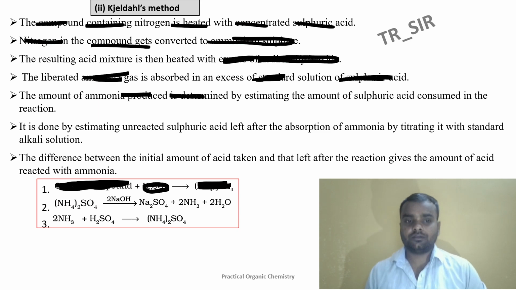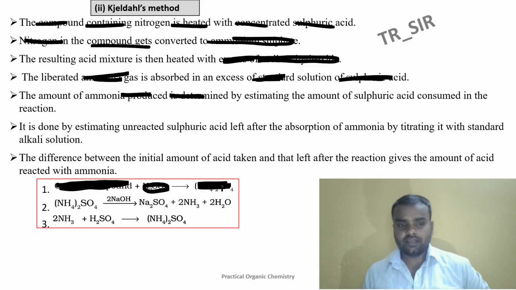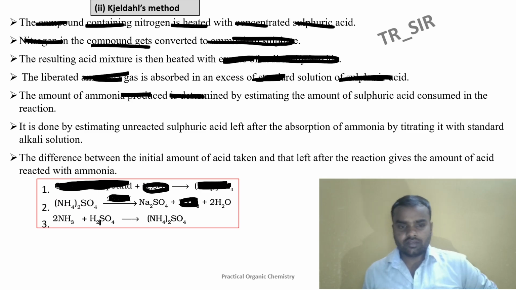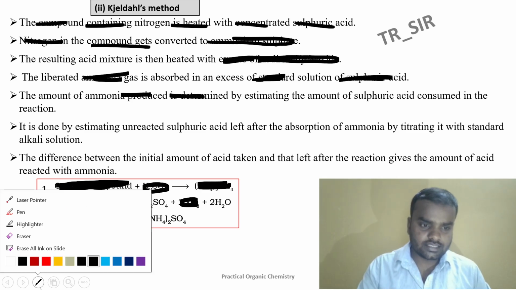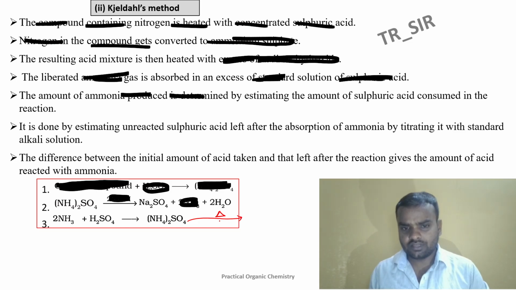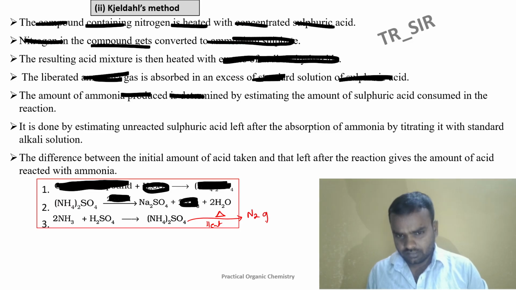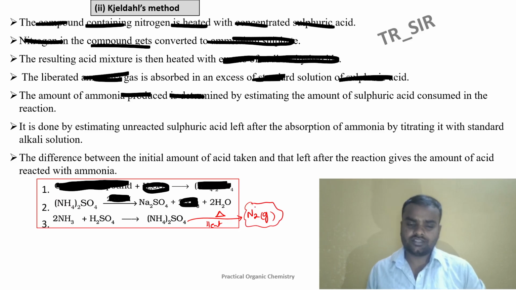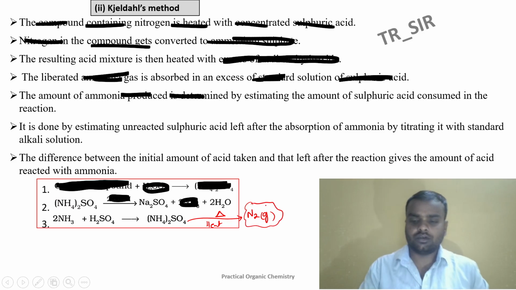It is kind of impure form. Now this ammonium sulfate, if you treat it with an excess amount of sodium hydroxide, what happens? NH3 gas is produced. This NH3 gas, when you treat it again with sulfuric acid, produces ammonium sulfate. This ammonium sulfate, if you give excess heat, what happens? N2 gas will be produced. This N2 gas percentage we need to find out.